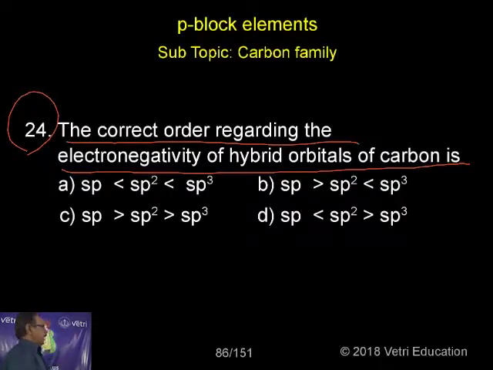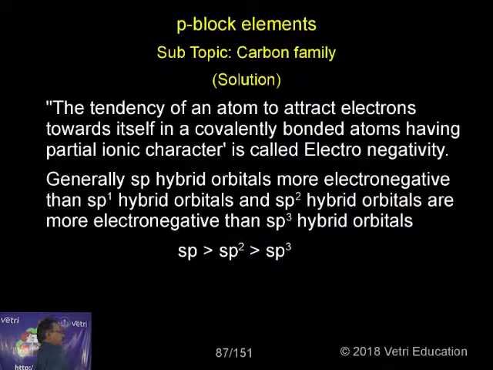Normally, electronegativity we have to think of. In what way is electronegativity correlated with Sp, Sp2, Sp3? Generally, the molecule having Sp hybridization will be acidic in nature. The bond length will be smaller. So, normally the electronegativity will be very, very high. So, the correct order is, let me see now.